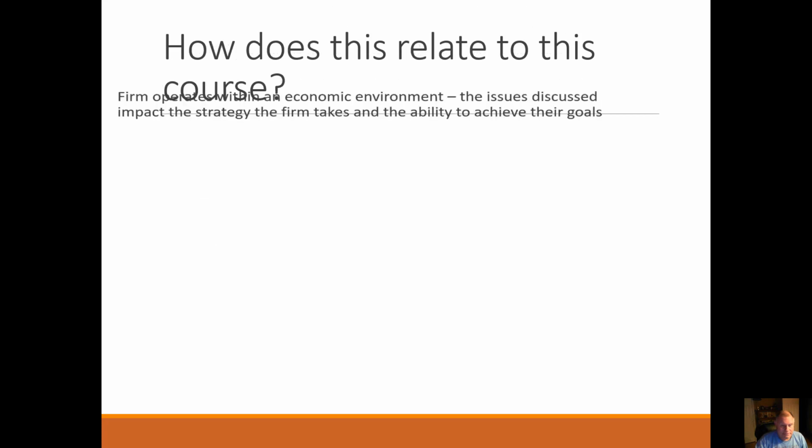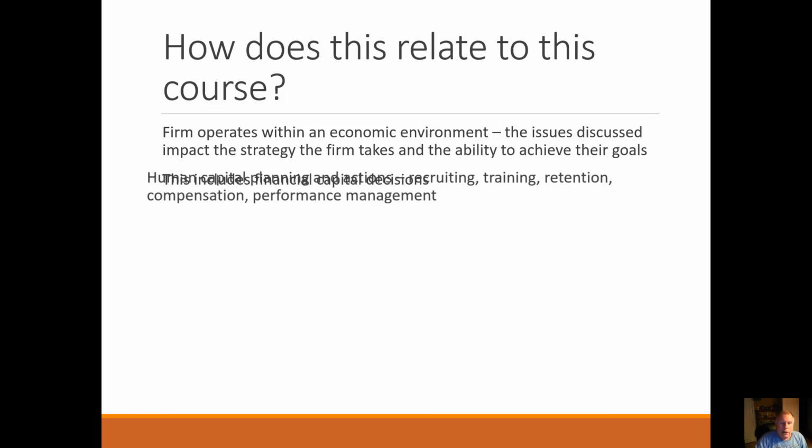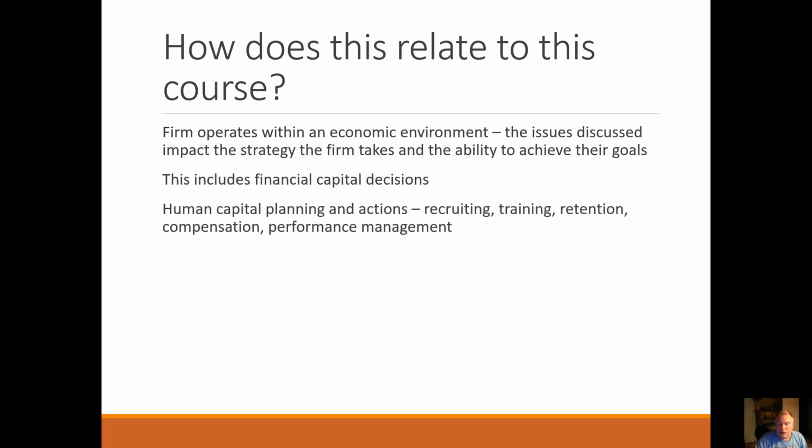How does it relate to the courses we're doing? Firms operate within this environment. The issues discussed impact the strategy the firm takes and their ability to achieve their goals. That helps us interpret financial data. They make capital decisions. That includes human capital, planning and actions, recruiting, training, retention, compensation, performance management, and plan for production, including people. So there's a lot here, but as we move forward to look at the firm from a finance or organizational perspective, the firms operate in these environments that are impacted by these trends today and in the future. So if we want to be able to understand the future and where it is going, we need to understand the environment and some of these mega trends.